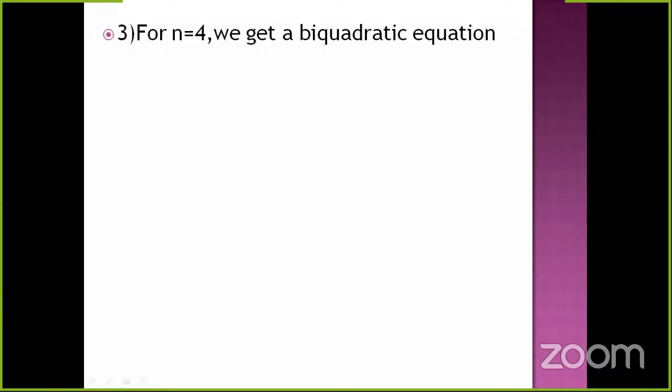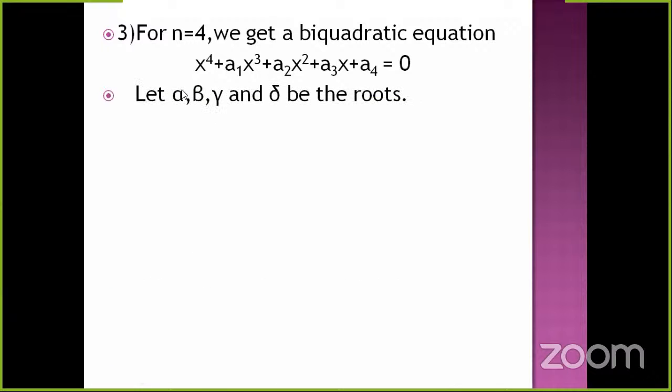Now for n equal to 4, we get a biquadratic equation, x power 4 plus a1 x cube plus a2 x square plus a3 x plus a4 equal to 0. Here again, the leading coefficient a0 value, I am taking it as 1. So then I will get alpha, beta, gamma and delta as the 4 roots of this equation. And what will be the value of S1?